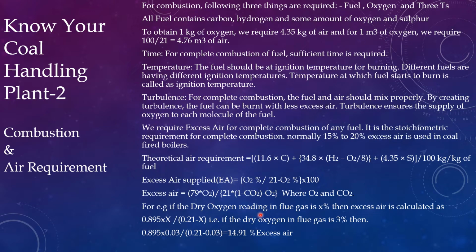For example, if the dry oxygen reading in the flue gas analyzer in the flue gas in the chimney area or near the chimney area is X, the excess air is calculated as follows: 0.895 into X divided by (0.21 minus X). If the dry oxygen in flue gas is 3%, then we can calculate 0.895 into 0.03 divided by (0.21 minus 0.03), which is equal to 14.9% excess air we are using.